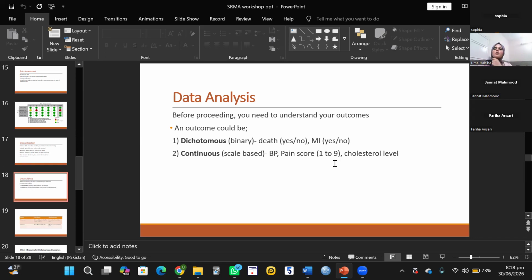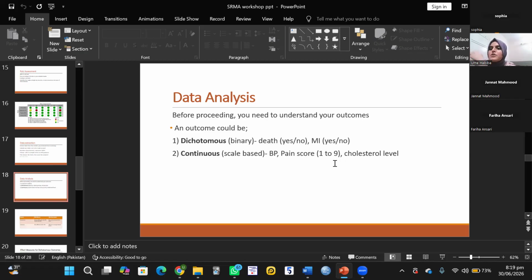If MI is your outcome, so MI happens or it doesn't happen, right? It's yes or no. So for the topic that we were talking about, pitavastatin plus ezetimibe dual therapy versus pitavastatin monotherapy, your outcomes were change in LDL levels, right? So if you say, did the LDL levels change? Yes or no? It becomes a dichotomous outcome. It's binary because there are only two options, and from those two options you can answer.